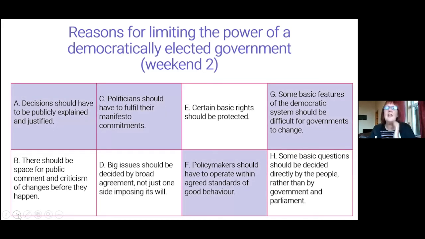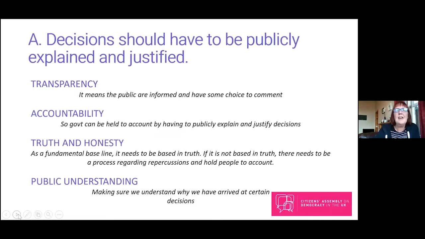When you were discussing these, there were 4 that you really focused in on across the different groups. So what I'm going to share with you now is some of the key themes that came out across all of the different groups around these ones. If we're talking about the idea that decisions should have to be publicly explained and justified, and that's one reason for potentially limiting the power of government to just go on and do things, one of the key things you came up with was transparency, so that the public are aware and can comment and have some choice there. The points in italics on the screen are quotes from the Jamboards and the notes that came out within your different groups.